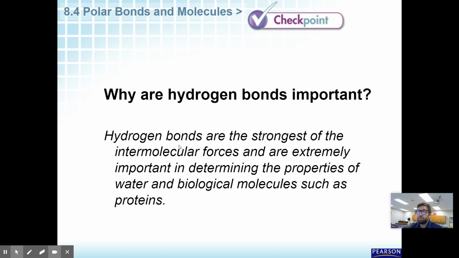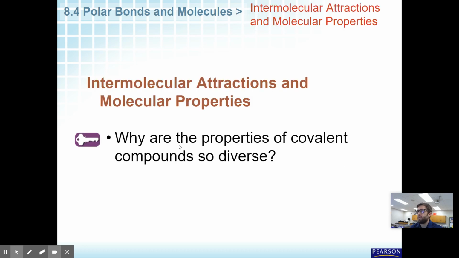So those are the three types of intermolecular forces. We will discuss that on Monday a little bit, and we'll review it as well on Tuesday before we take the test on Wednesday.